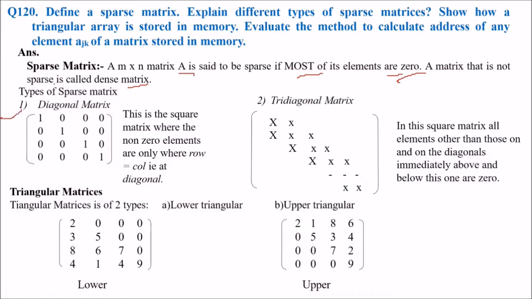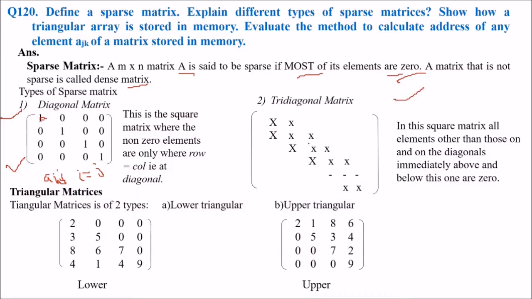These are the types of sparse matrix. This is a diagonal matrix, meaning only the principal diagonal elements are non-zero, otherwise all are zeros. This is a square matrix where the non-zero elements are only where row equals column, or Aij where i equals j. That is the diagonal, that is called the principal diagonal.